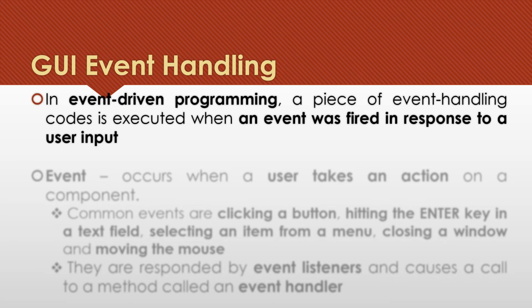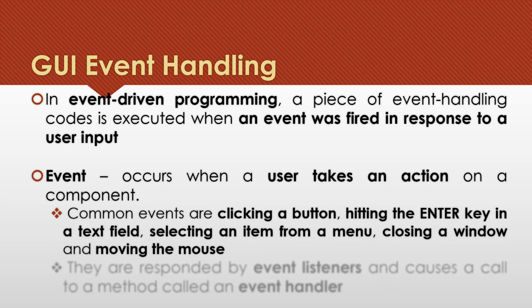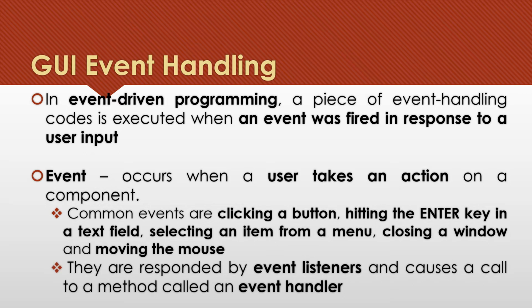In event-driven programming, a piece of event handling code is executed when an event is fired in response to a user input. It occurs when a user takes an action on a component, such as clicking a button, hitting the Enter key in a text field, selecting an item from a menu, closing a window, and moving the mouse. They are responded to by event listeners and cause a call to a method called an event handler.